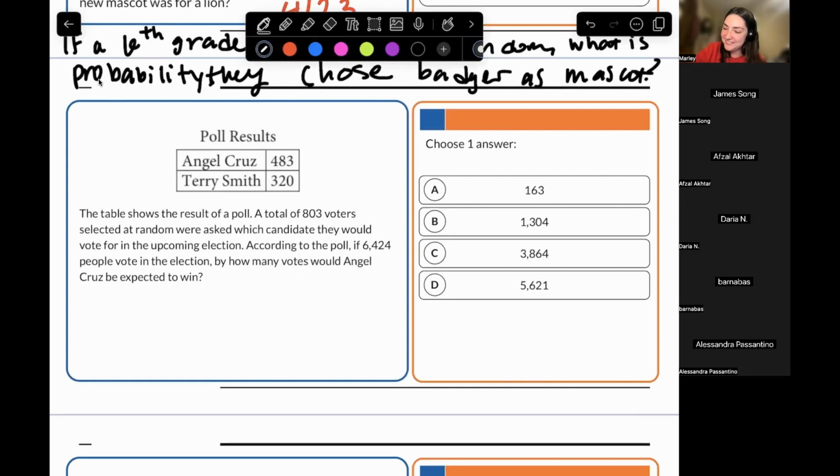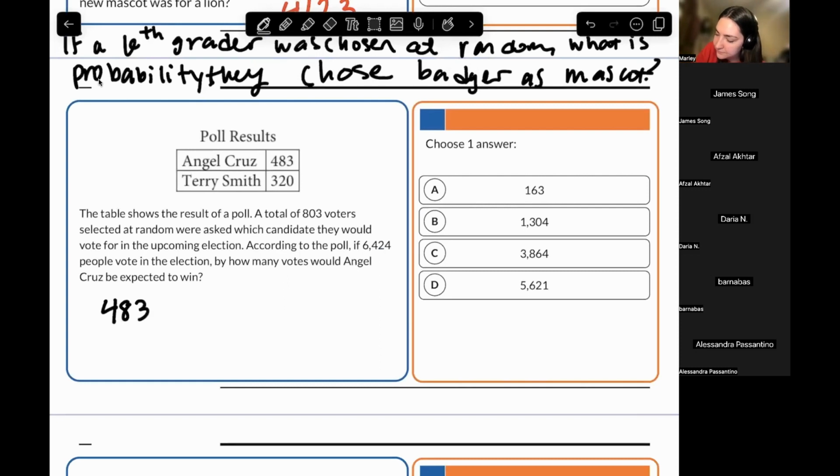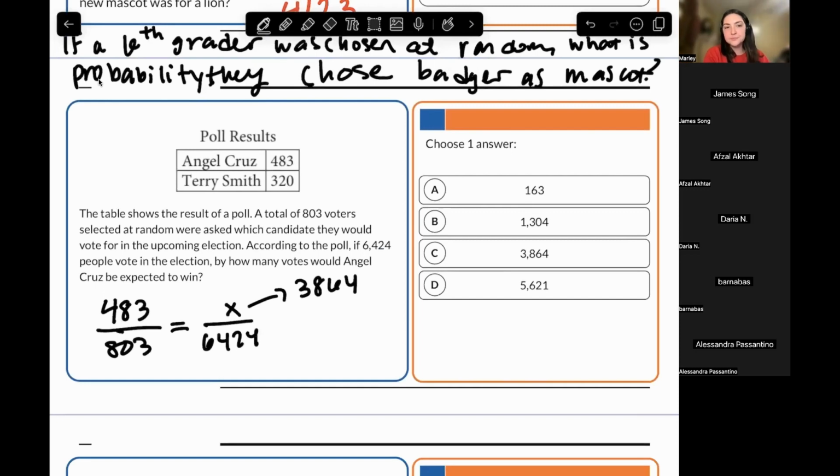So at first I set up a proportion. I set it up as 483 over 803 is equal to x over 6,424. And I solved that. You got what, 3864? Yeah. And then I subtracted 6,424 minus 3864 to get 2,560, and then I subtracted that from 3,864 to get B.